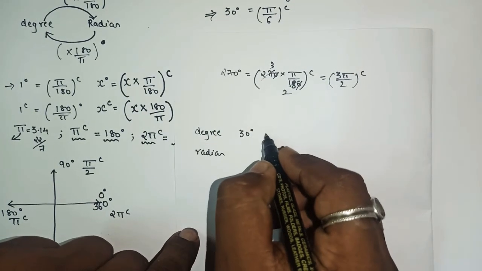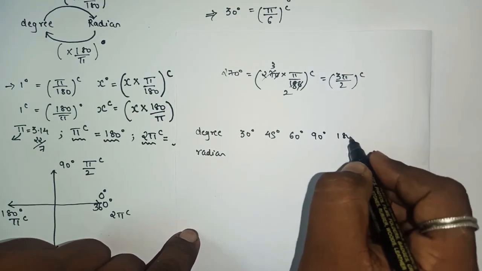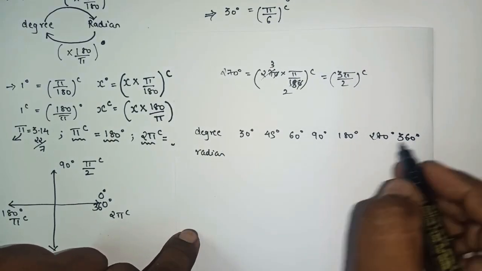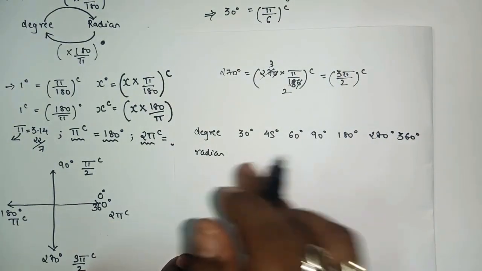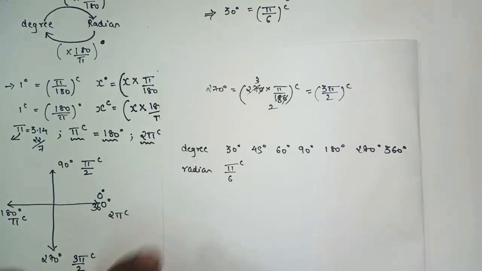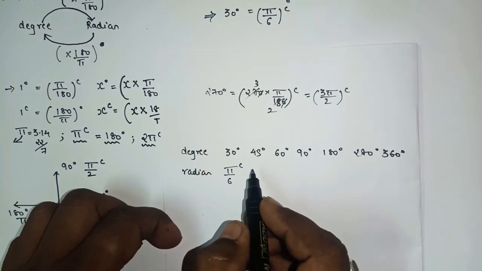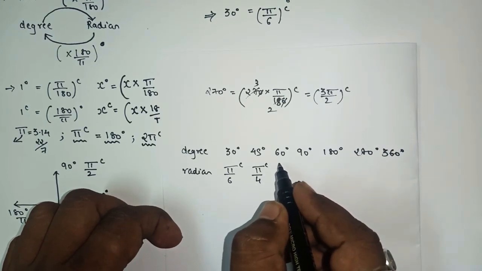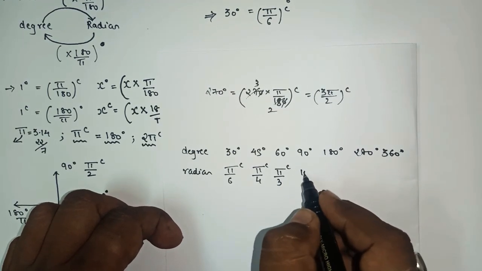So 30 degree, 45, 60, 90, 180, 270 and 360. At least you must know the answer of this degree in terms of radian. As 30 degree, we can read as what, pi by 6, and we know how to convert the degree into a radian. Okay, 45 degree we can read as what, pi by 4. 60 degree we can read as what, pi by 3. 90 degree we can read as what, pi by 2.